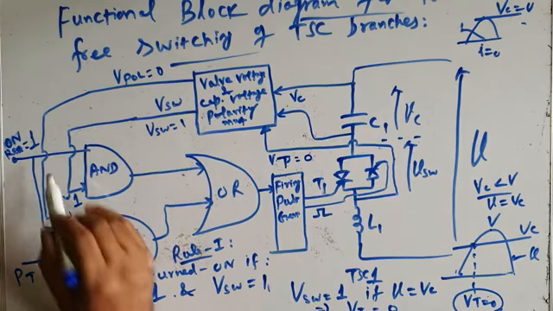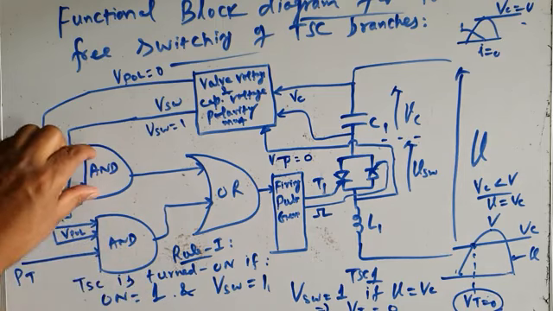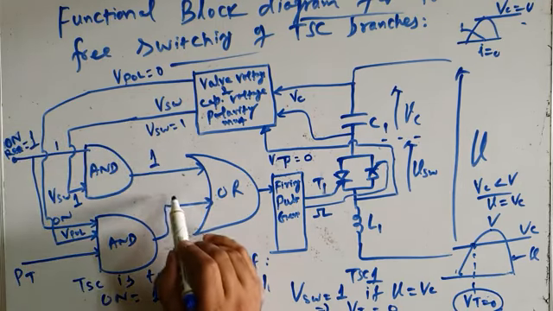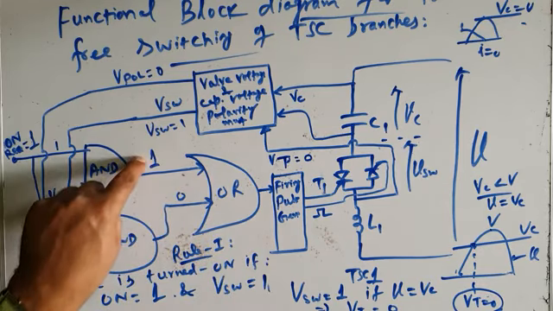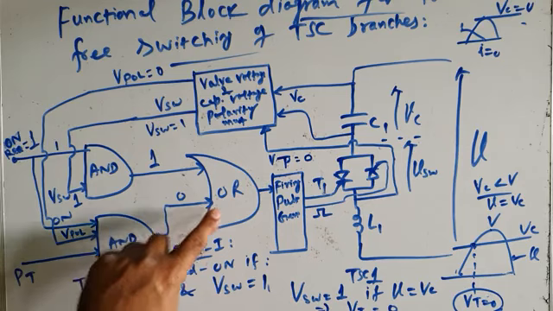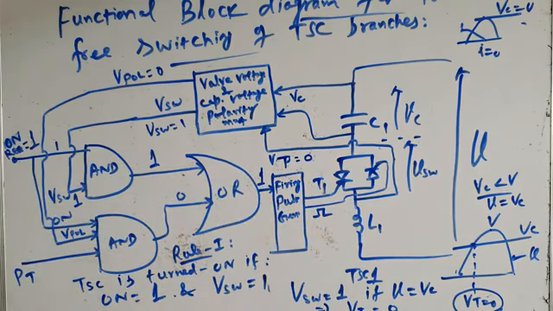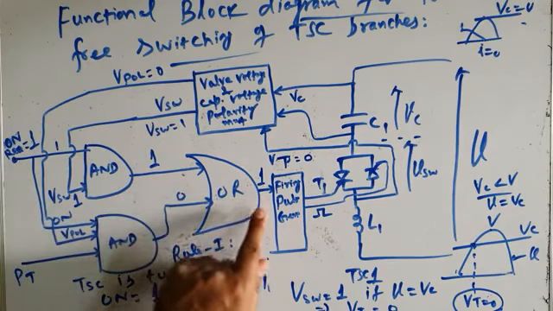So both the inputs are 1. On request is 1, VSW is 1. When an AND gate has both inputs high, the output will also be high. Okay, this AND gate output may be low, but this output is high. And an OR gate works like this: OR gate output is high when either of the two inputs is high or both inputs are high. Since this input has become high, the output of the OR gate is 1.